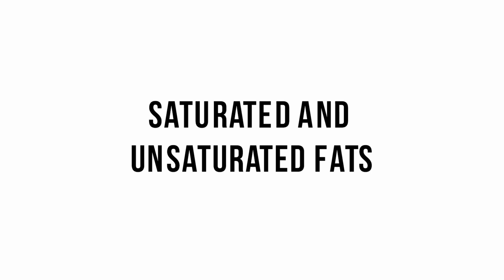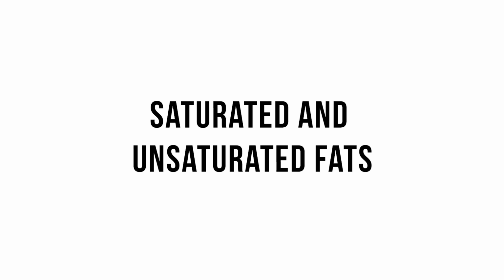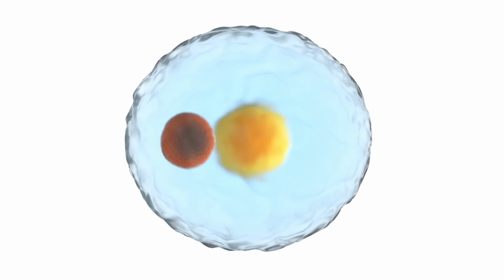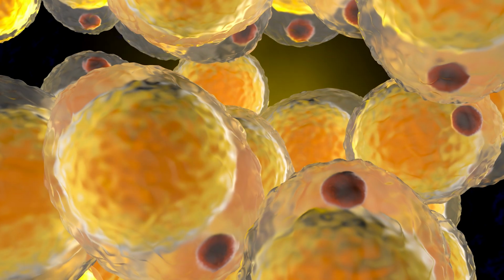What is the difference between saturated and unsaturated fats? Saturated fats are basically the most chemically stable. They are the hardest to get damaged, or what we call oxidized, within the body. And the monounsaturated and the polyunsaturated fats are easier to become damaged.